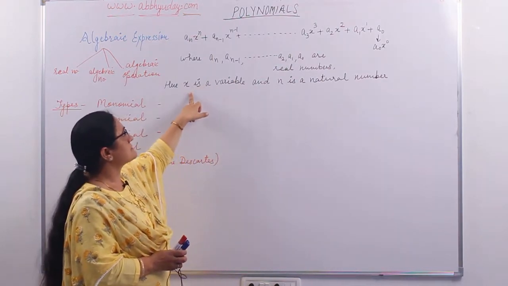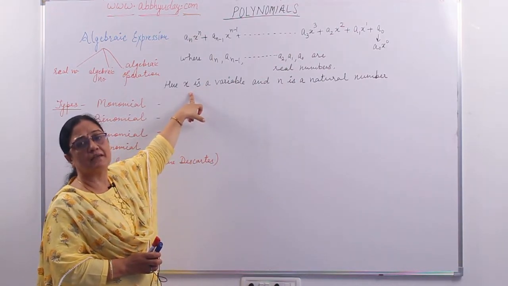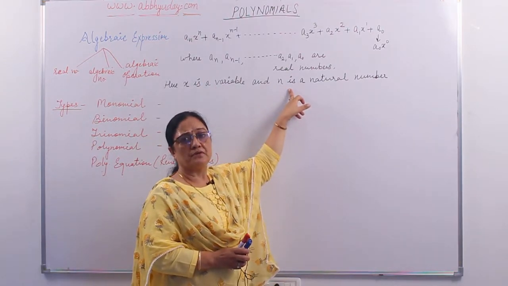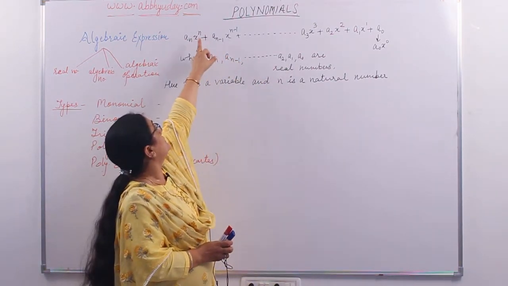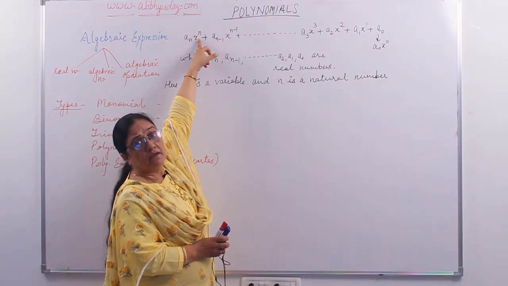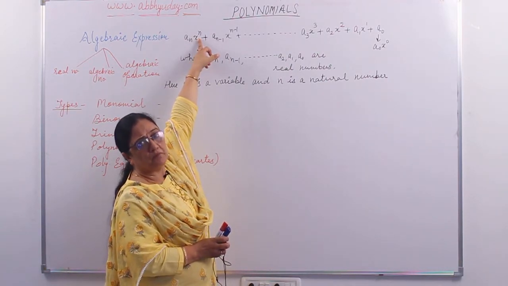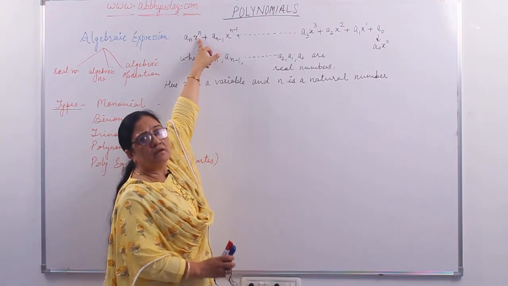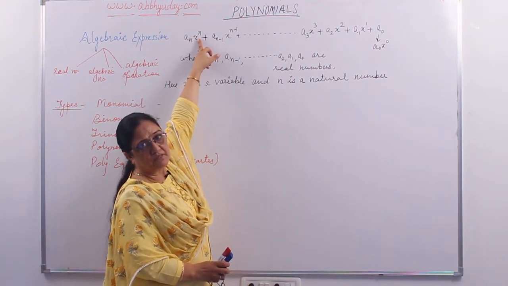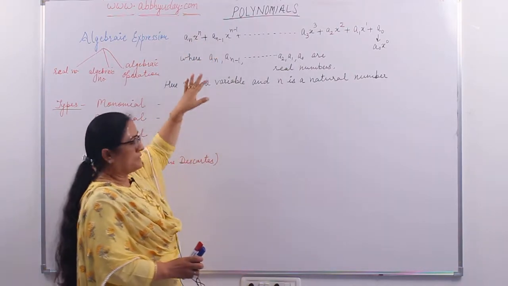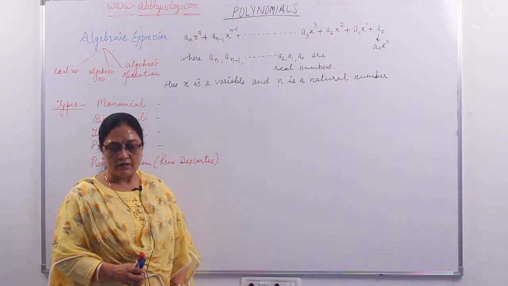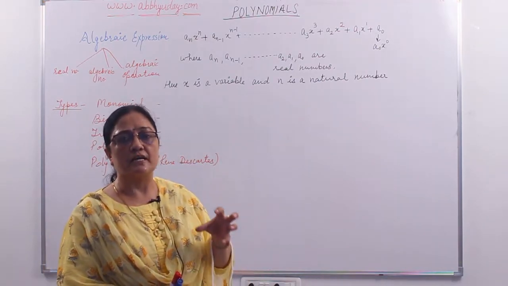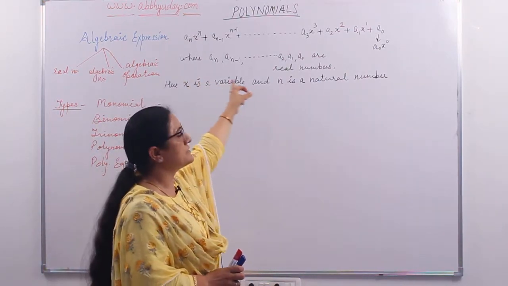And x is a variable here which is an algebraic number. And the most important point is n is the power of the variable. It has to be a natural number. Power of x has to be a natural number. Remember it. Now, the definition, if we recall, a polynomial is an algebraic expression which is written in this form.